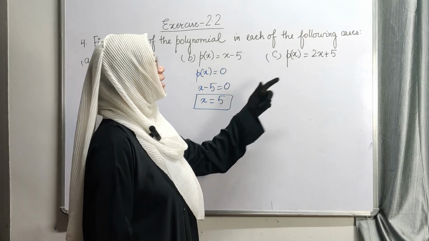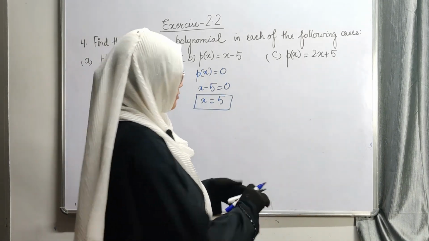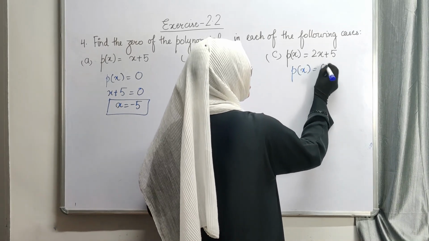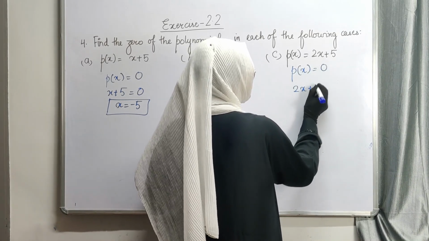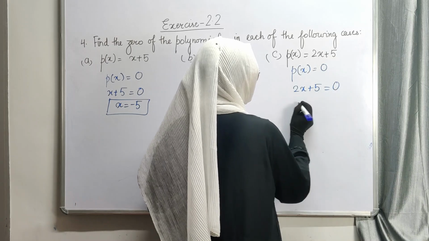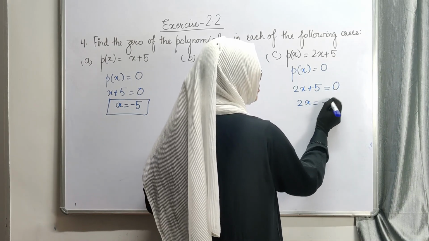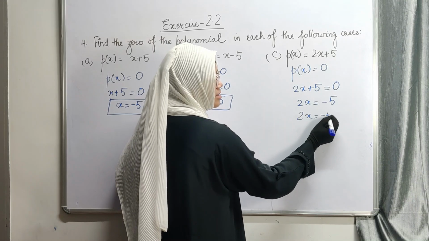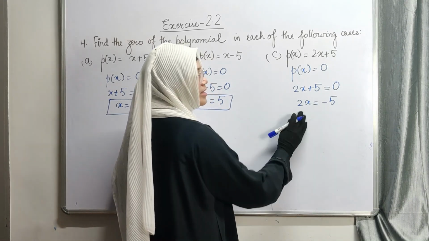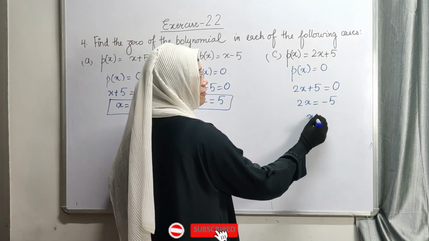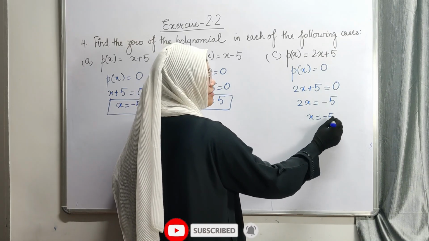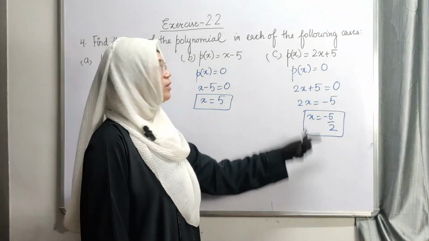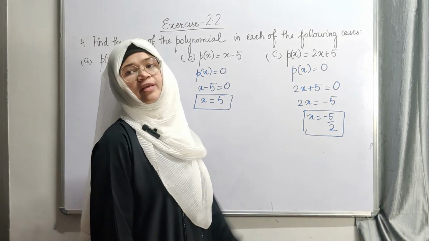Quickly move to the c part. p(x) is equal to 2x plus 5. p(x) equals 0. 2x plus 5 equals 0. 2x is equal to minus 5. It will give you x equals minus 5 upon 2, and x equals minus 5 upon 2 is the zero of the polynomial 2x plus 5.